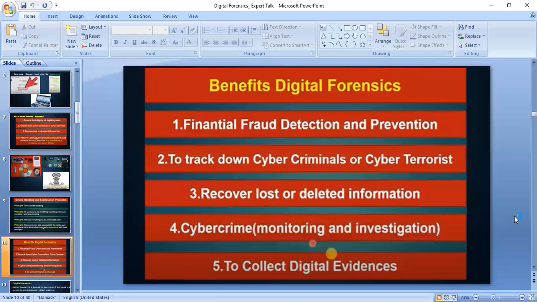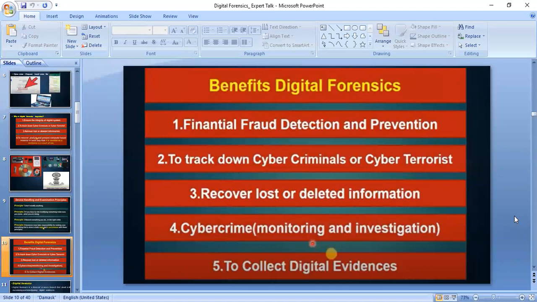Now, what is the benefit of digital forensics? The first benefit is that whatever fraud or crime happens may be prevented. Not exactly, but you can say the percentage of that crime is reduced, through fraud detection and crime detection. The second benefit is to track down the cyber criminal or cyber terrorist who performs this criminal activity.